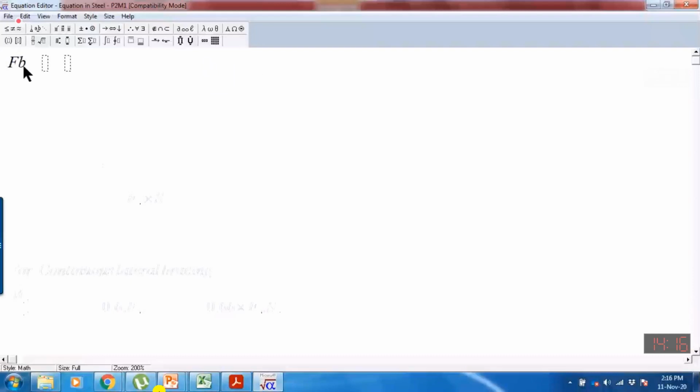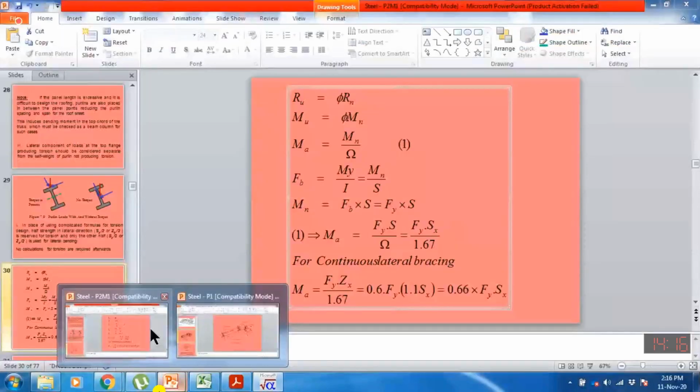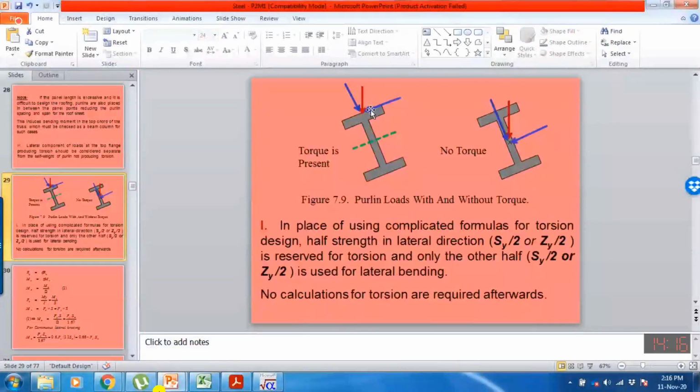Why biaxial bending moment? Because we have a load component acting in the x direction and also the y direction. The load acting along the y axis of the section produces a moment about the x axis. And the component of the load, because the load is inclined, along the x direction will produce the moment about the y axis. This component will also produce torsion about the longitudinal axis.